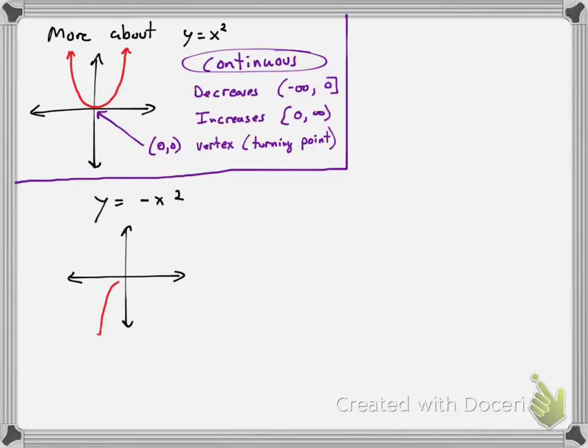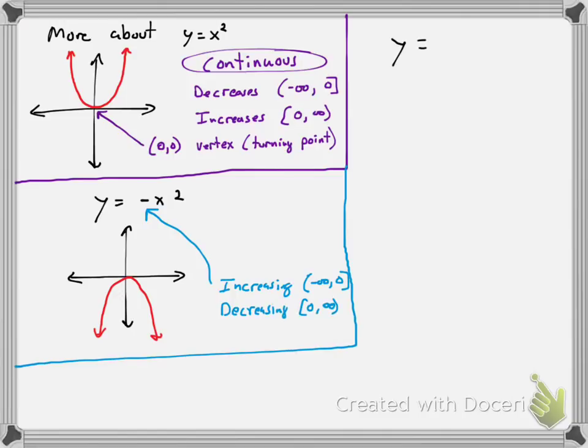Okay, if it's negative x squared, it's upside down. Okay, if it's upside down, it increases from negative infinity to 0, decreases from 0 to positive infinity. Change it up a little bit. What's the 2 do to x squared? It just makes it rise faster.